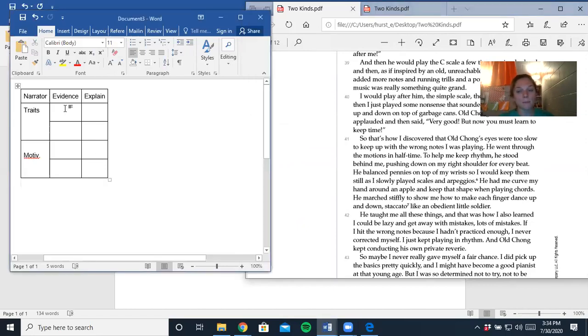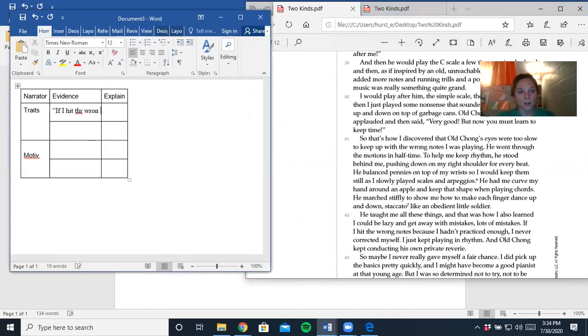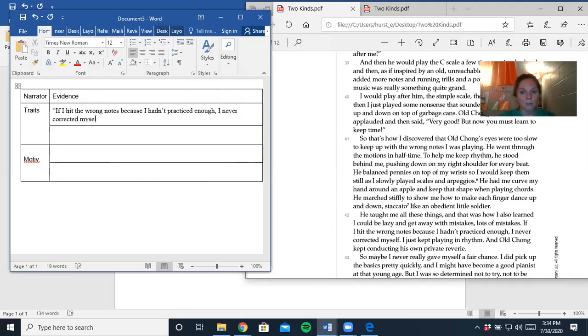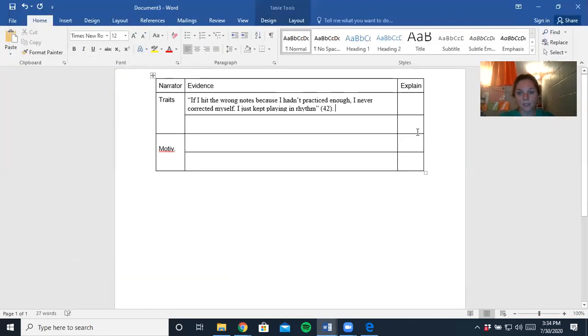So over here on my chart, I'm going to put this line as a piece of evidence, and I'm going to say, if I hit the wrong notes because I hadn't practiced enough, I never corrected myself. I just kept playing in rhythm. And I'm going to put 42 in parentheses there because that shows me what paragraph it was in. So this is a good way to cite it so that when someone else is looking at it, they know exactly what paragraph to go to.